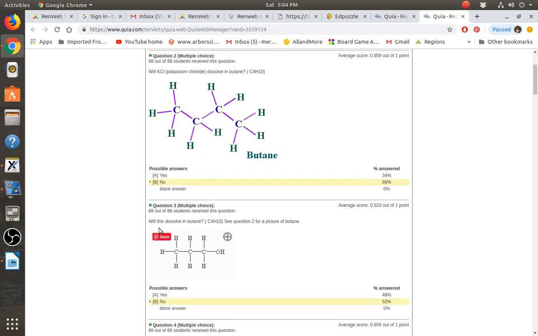Number 3, will this dissolve in butane? I asked you to look for the picture in question 2. Well, this is the molecule. It does not look the same all the way around. It has this OH group. That makes it different. This was identical, or very, very similar, to question number 1 on the practice that you did for this quiz. This right here makes this side more negative. It's not exactly the same all the way around. So this is going to be a more negative side, and this is going to be a more positive side. So this is a polar compound. This polar compound cannot be dissolved by this nonpolar compound, butane. So no, the answer was no.